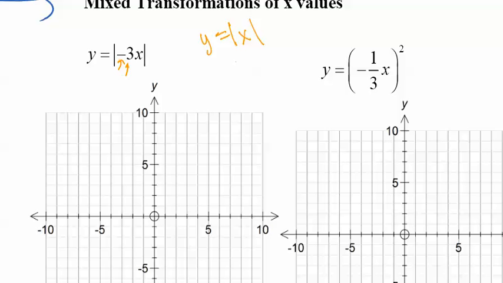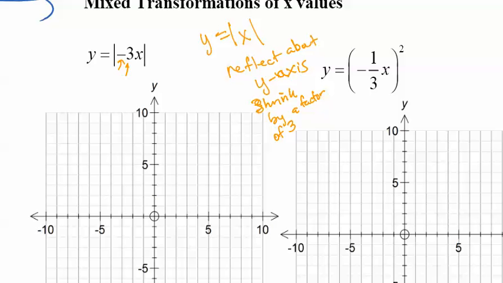We learned that a negative applied directly to x will reflect the function about the y-axis. So it's going to flip over the y-axis. And then the 3, we learned that because it's applied to x, instead of expanding the function, it's going to shrink the function by a factor of 3. So what will that look like?